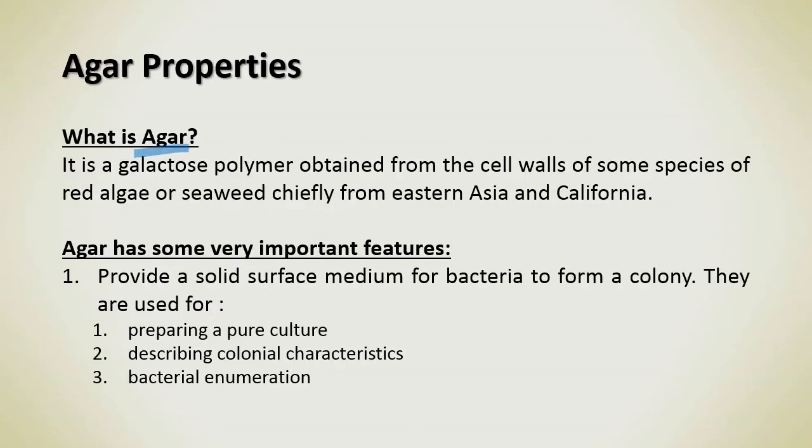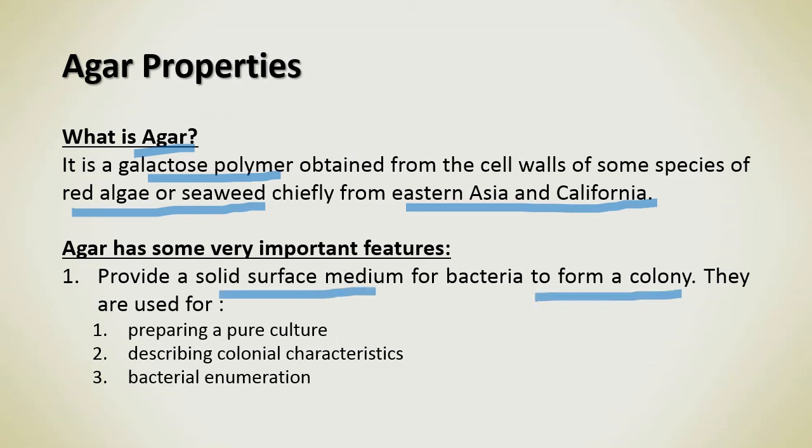What is agar? Agar is a galactose polymer obtained from the cell walls of some species of red algae, or seaweed, which is found in Eastern Asia and California. This is actually the edible agar that we use at home to make jelly, and it has particular features that are useful for bacterial work. Agar provides a solid surface for bacteria to form colonies, so it is very useful for preparing a pure culture, describing colonial characteristics, and bacterial enumeration.